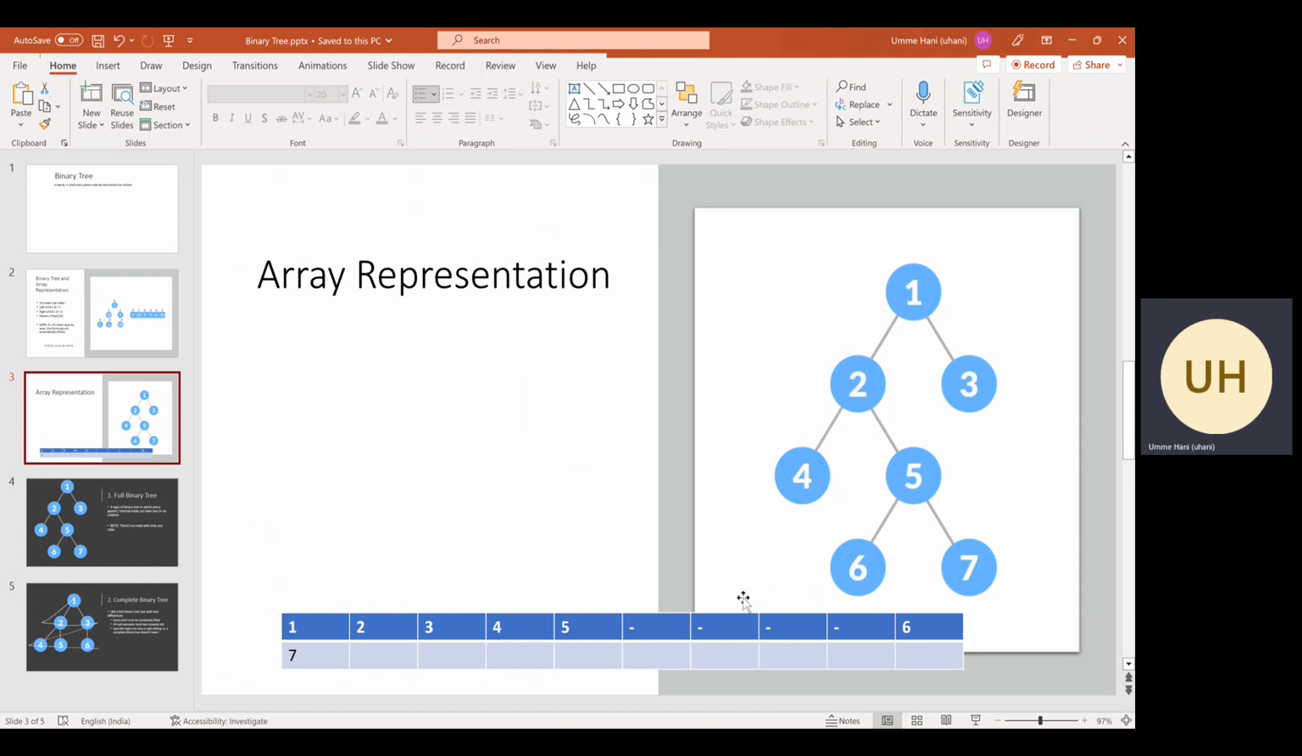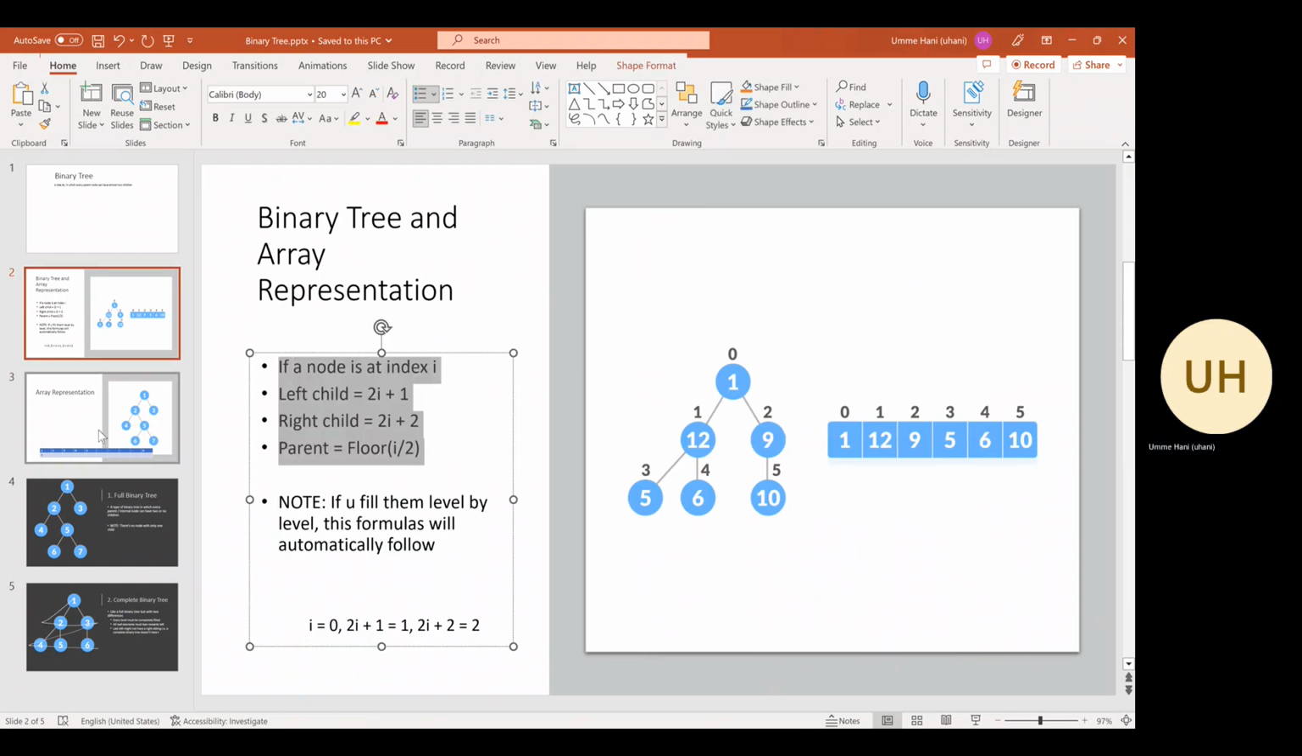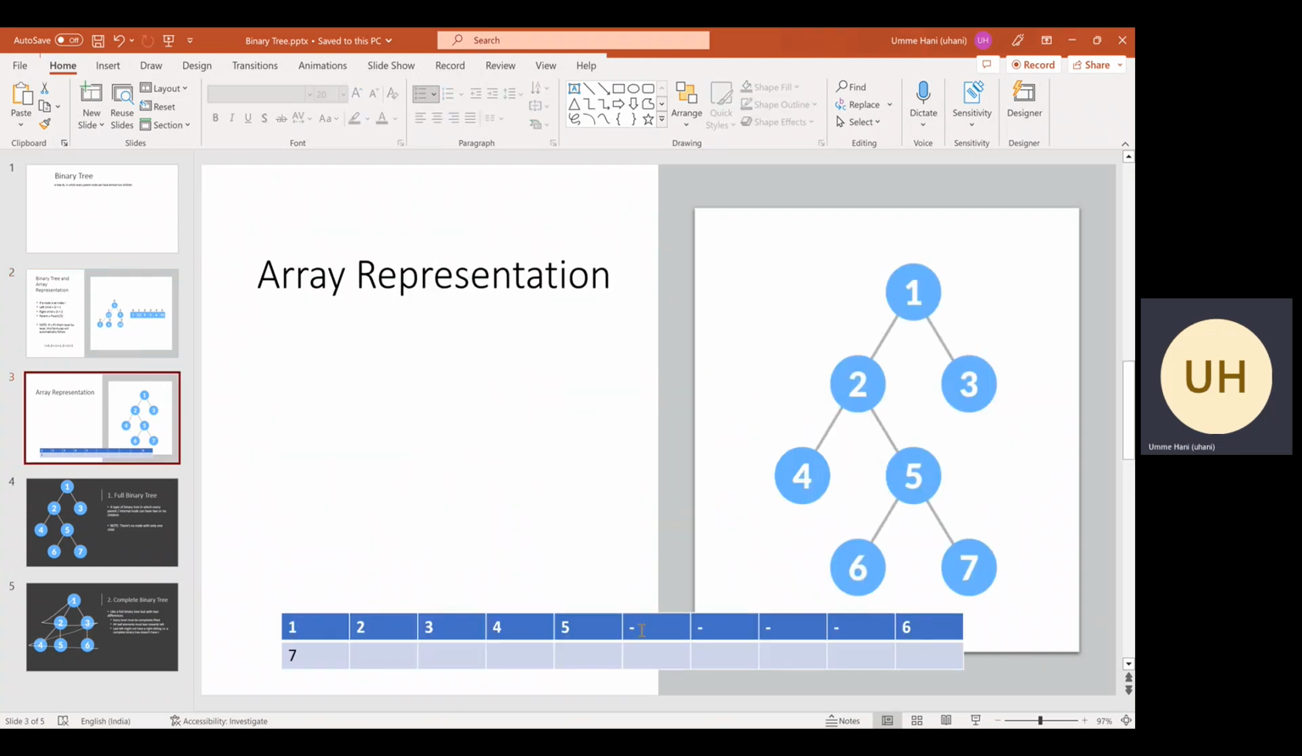Then this 4 does not have left and right child, leave two blank spaces. This 5 has 6 and 7, fill them. Now this array will follow these formulas and will properly represent the binary tree. Otherwise, if you don't leave the spaces, the binary tree criteria will not be fulfilled.